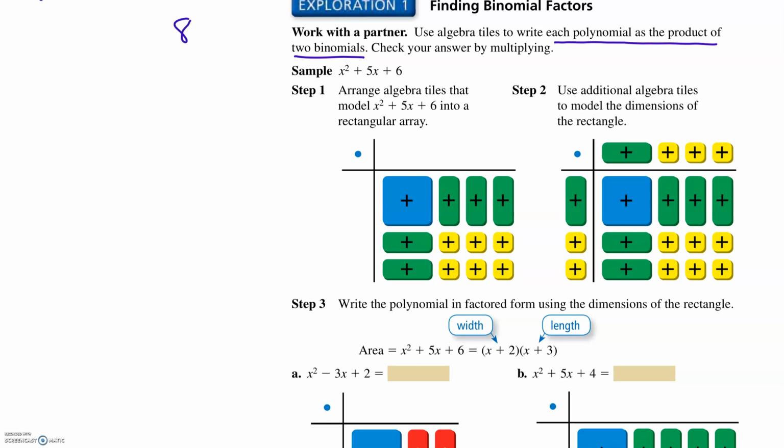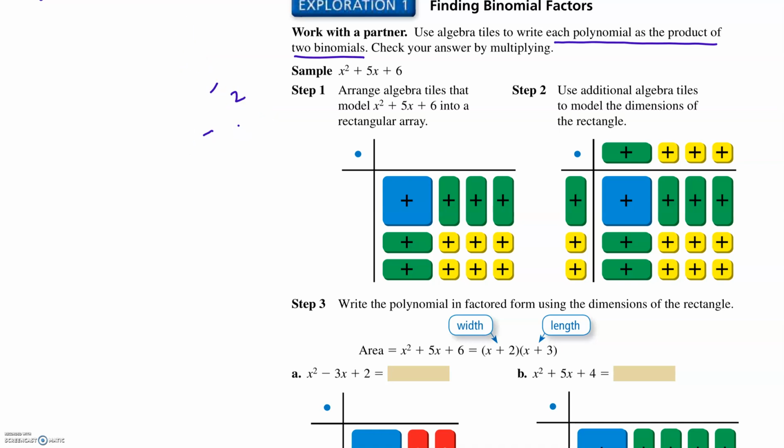Think about when we do a factor tree. If I take 8 and write it as 2 times 4, and the 4 is 2 times 2, I've written 8 as a product, and we call that a factor tree because factoring means writing it as a product.